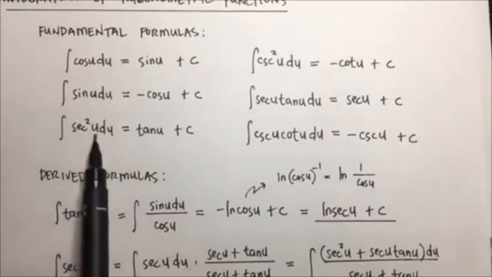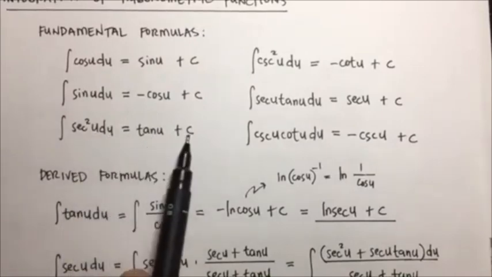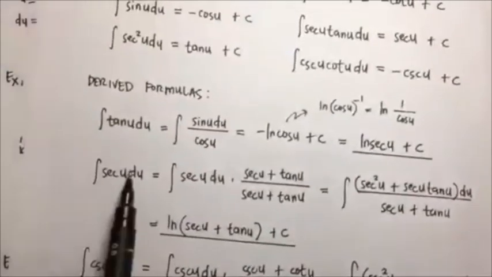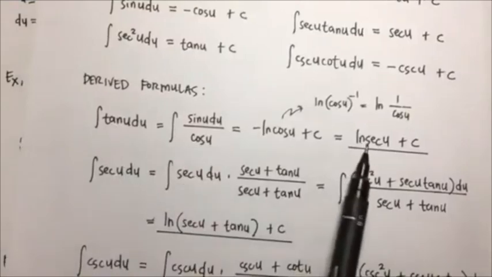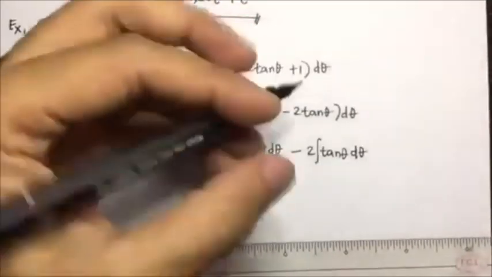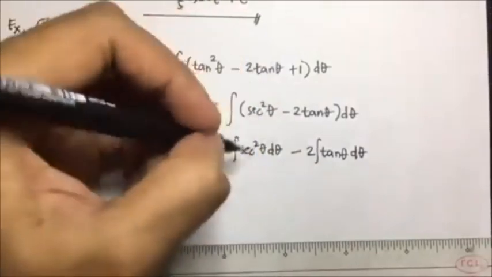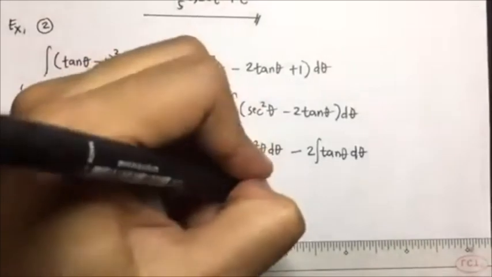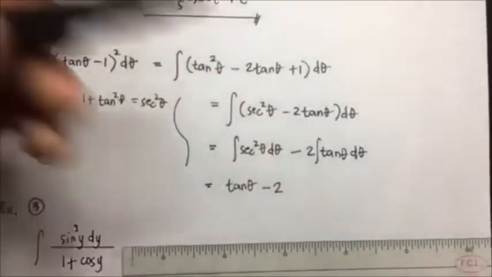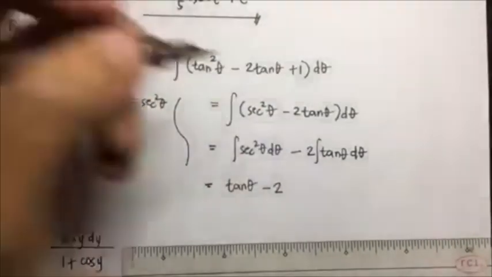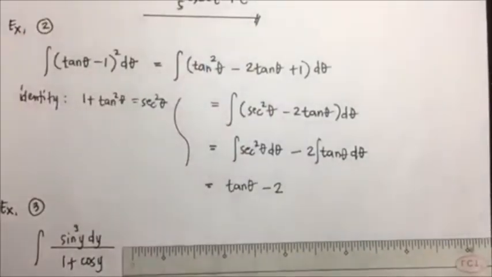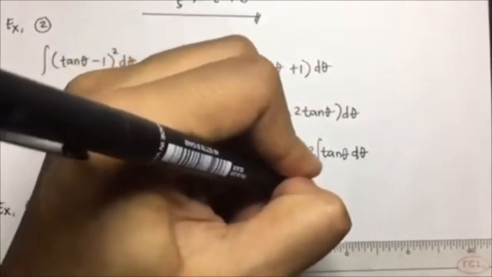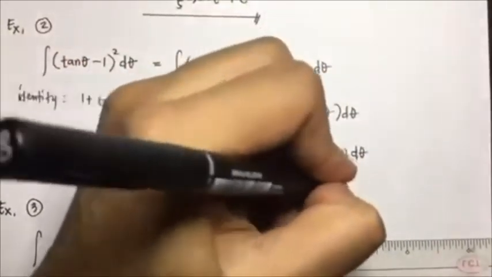The integral of secant squared u du is equal to tangent of u plus c. And for the second term, the integral of tangent is ln secant. So therefore, the integral of secant squared theta d theta is tangent of theta, minus 2 times the integral of tangent theta, which is ln secant, plus c.